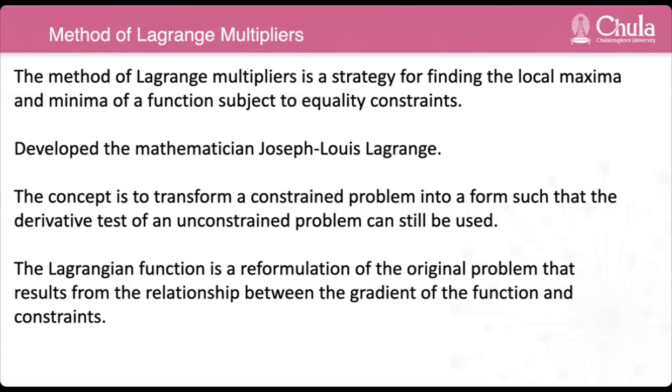The Lagrange function is a reformulation of the original problem that results from the relationship between the gradient of a function and the constraint. It may be difficult to explain, but in simple words, it transforms a constraint problem into an unconstrained problem.